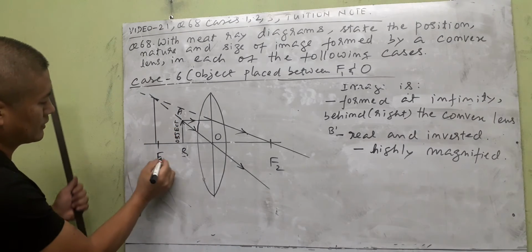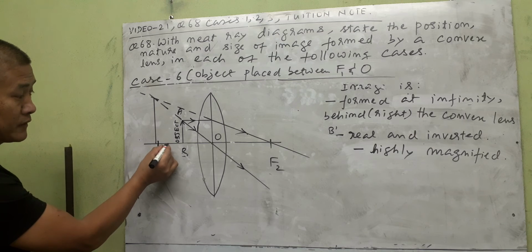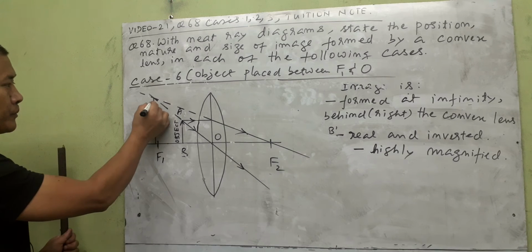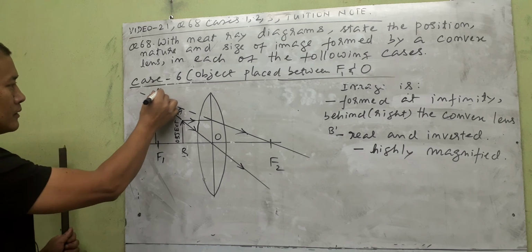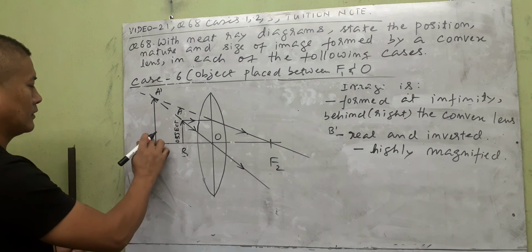For me, it's here just beyond this one, but yours need not be here. Even if it's here, it's correct, as long as it's behind the object. Here doesn't matter, okay? So don't bother. Here A dash and this one B dash. So this is your image.